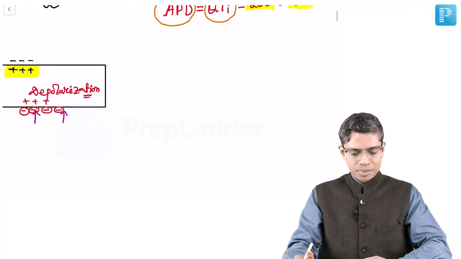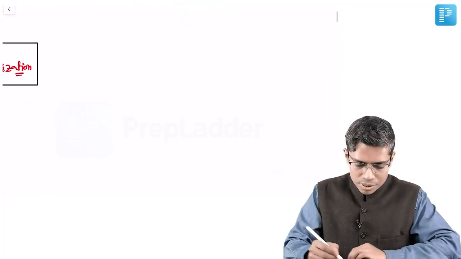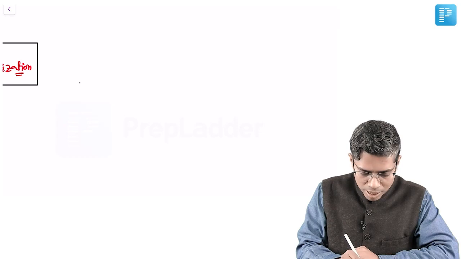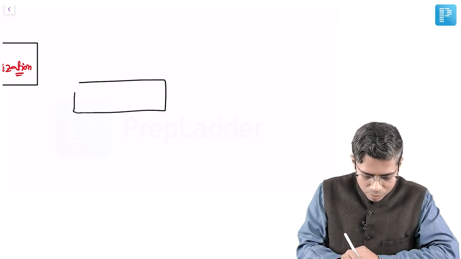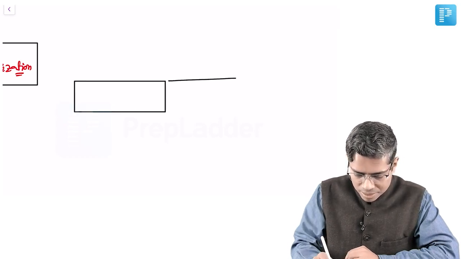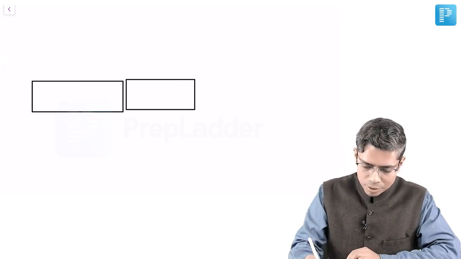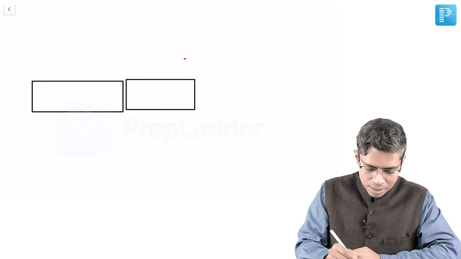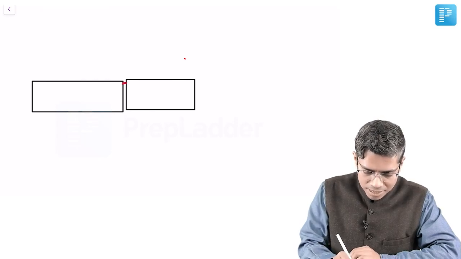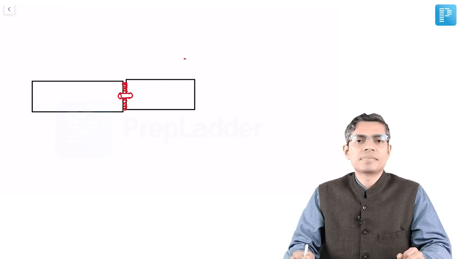Now try to understand. Suppose I have 2 myocardium cells connected with one another. In between them there will be a gap junction and an intercalated disc. All these things we have discussed earlier. Fine, so they are electrically connected.